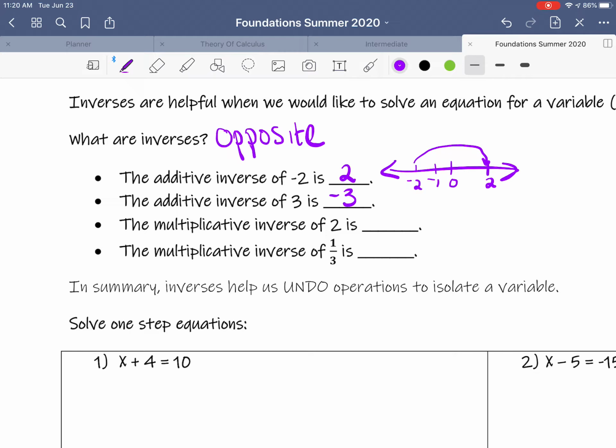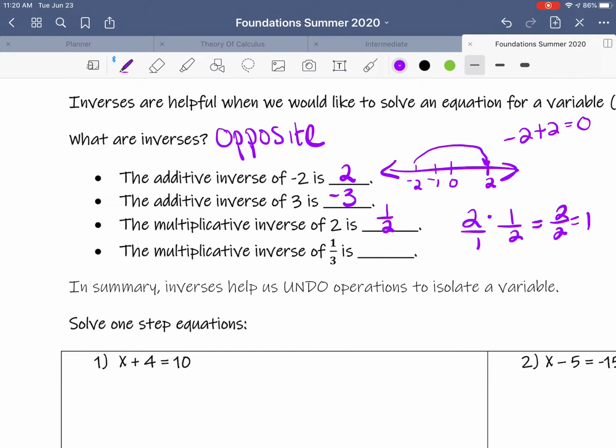Now if we're talking about multiplicative, that means multiplication, opposite, then the opposite of a +2 when you're multiplying is going to be its reciprocal. You're going to flip-flop that. So we don't actually have to change the sign, we just have to flip-flop it. And what happens here is when you multiply inverses, you end up with 1, which is the multiplicative identity. When you add inverses, you end up with 0, which is the additive identity.